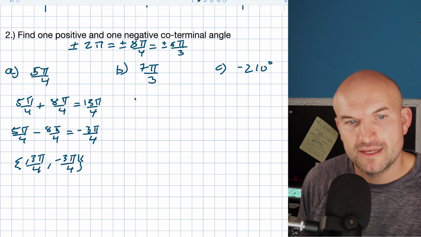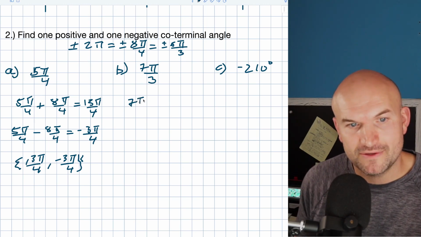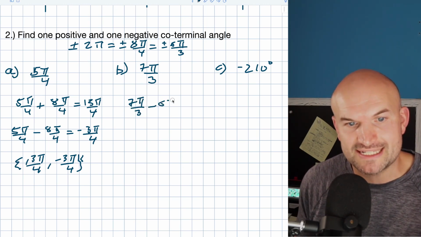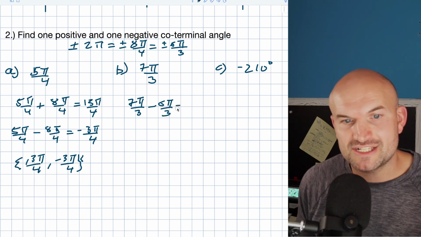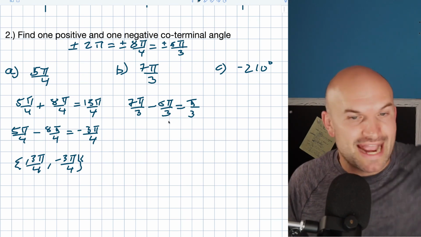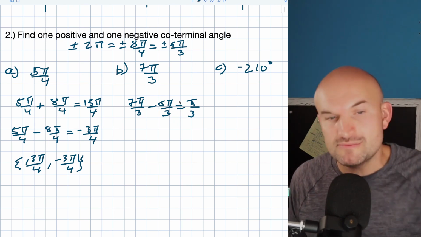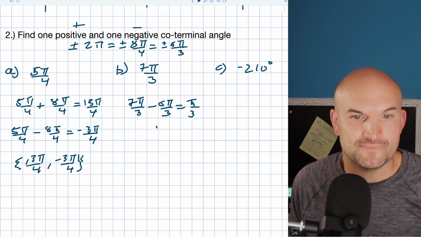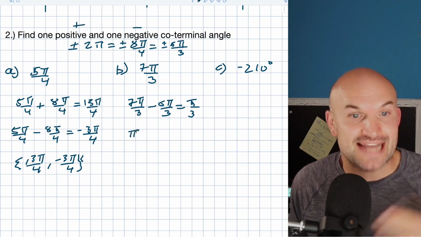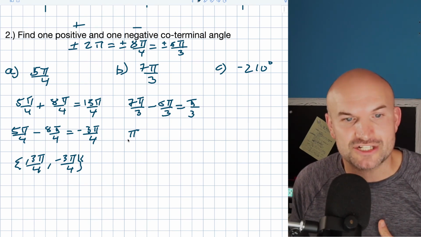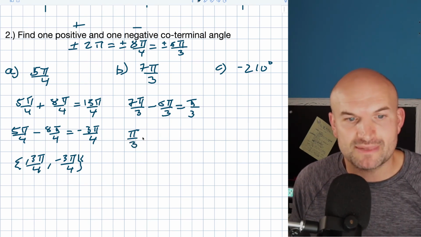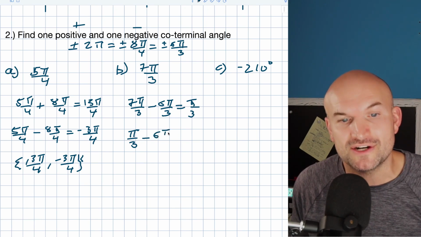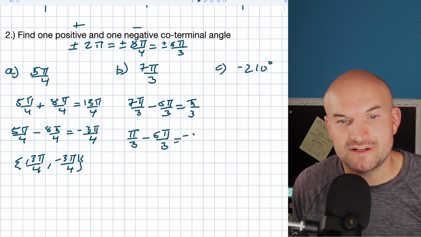But here comes the problem. When I take 7 pi over 3 and I subtract 6 pi over 3, that just gives me pi over 3. That's positive, so if I add 6 pi over 3, that's also going to be positive. I need to find a positive as well as a negative coterminal angle. So what I need to do is not add and subtract in this example. I need to actually subtract twice. So I'm going to take pi over 3 and then minus another 6 pi over 3, which is now going to give me negative 5 pi over 3.